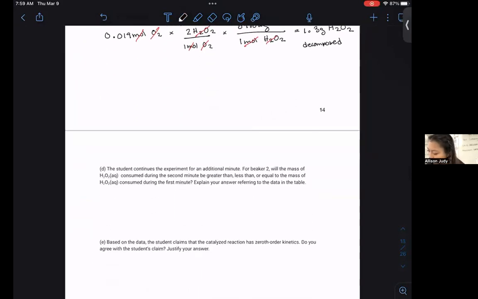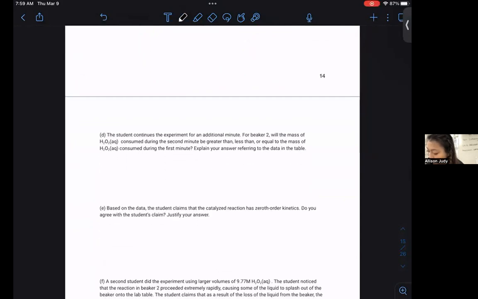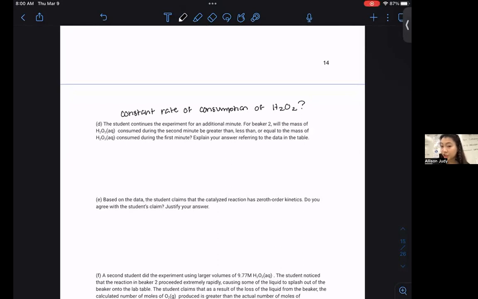D, the student continues the experiment for an additional minute. For beaker 2, will the mass of H2O2 consumed during the second minute be greater than, less than, or equal to the mass of H2O2 consumed during the first minute? So essentially, what we're being asked here is, are we going to have essentially a constant rate of consumption or decomposition of H2O2, right? Is the amount that I consume going to be equivalent in minute 1 as in minute 2? And we know from our beginning discussions on kinetics that there's a reason when we do experimental data that we always take the initial rate, right?